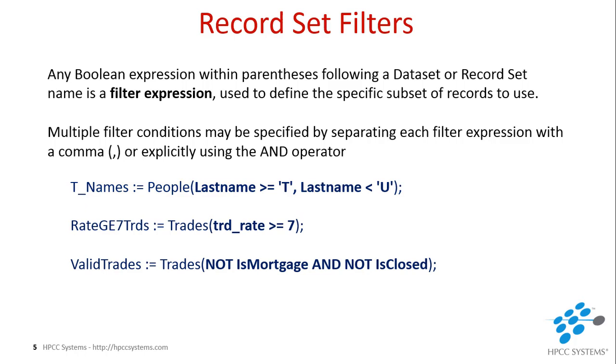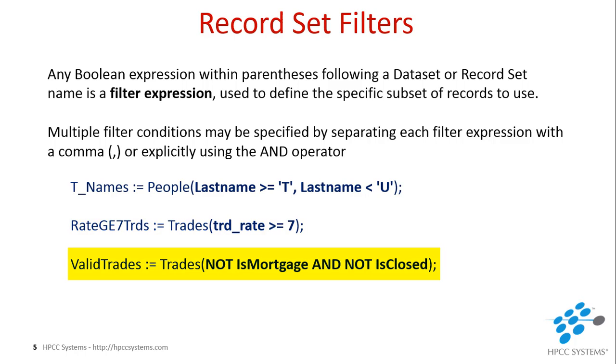So with a little examination here, you can see that we're filtering people by only their last names that begin with the letter T. The second filter criteria is using a greater than or equal to logic, and we're looking for trade records whose TRD underscore rate or trade rate is greater than or equal to 7.